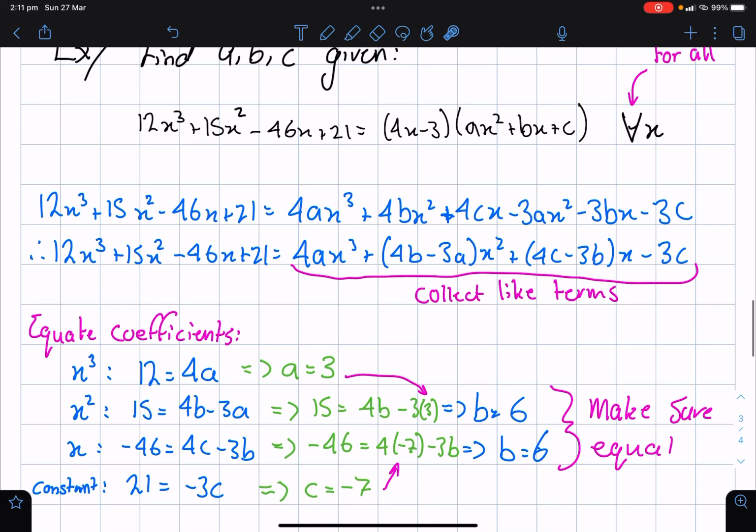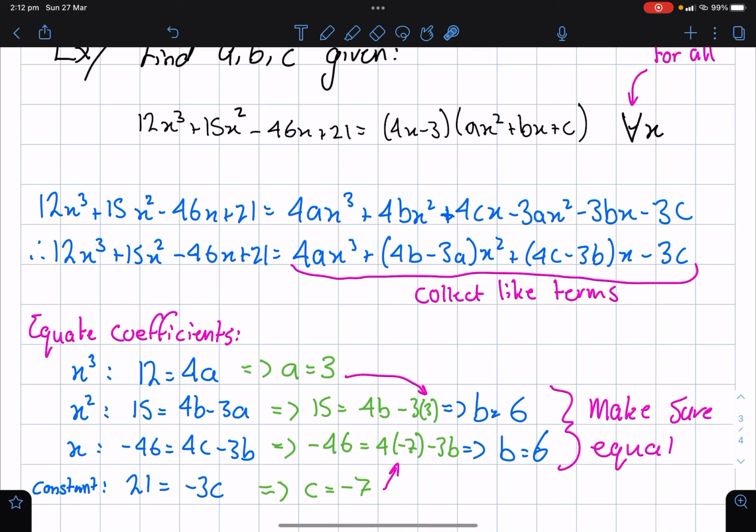Now, x, same thing. On the left-hand side, our coefficient for x is negative 46. On the right-hand side, it's 4c, take 3b. So we put that on the right-hand side there. At this stage, we don't actually have a value for c. But if we look down one more line, we can see our constant term. So 21 on our left-hand side has to equal negative 3c. So therefore, c equals negative 7.